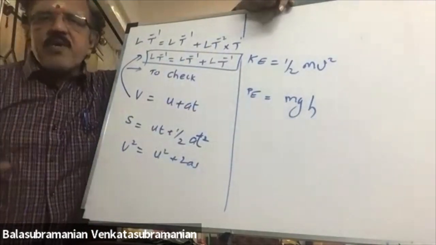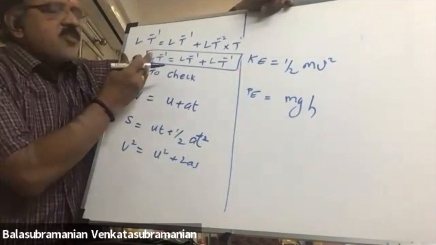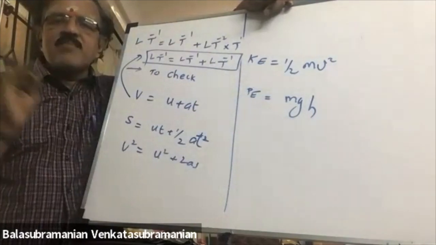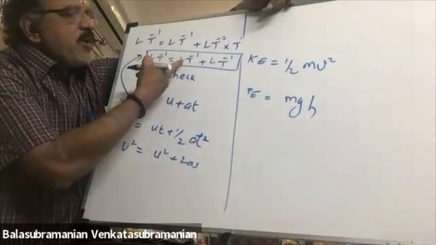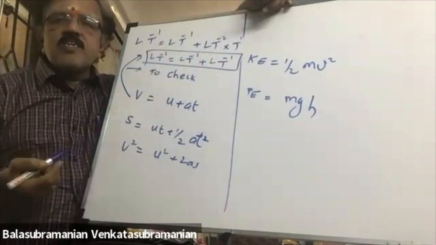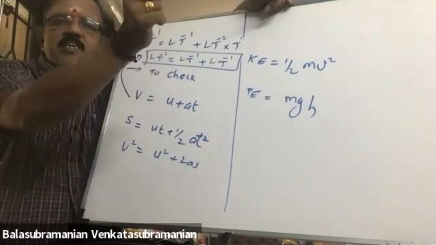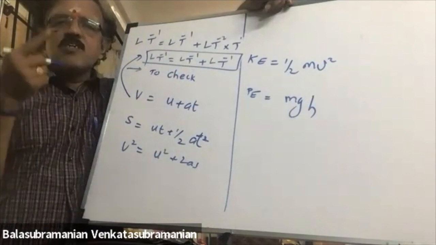That's all. You have to stop here. Left answer also LT power minus 1, right answer also LT power minus 1 I am having, sir. Dimensionally correct. Finished, that's all. Sir, LT power minus 1 plus LT power minus 1 is 2LT power minus 1. Then cancel left answer LT power minus 1, right answer LT power minus 1. 1 is not equal to 2.